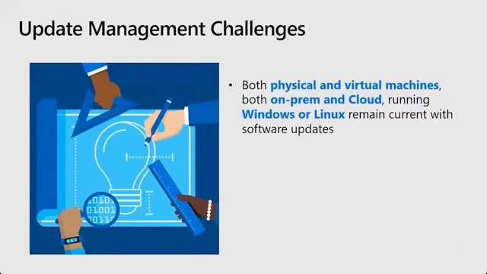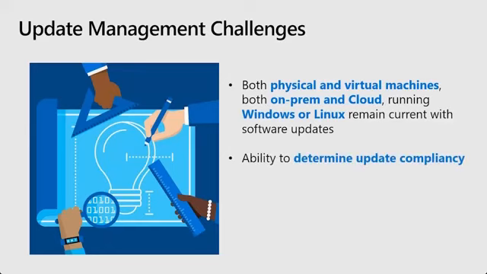Now, let's start with the first challenge we are seeing from Tailwind Traders. One of the largest challenges is update management. So what Tailwind Traders needs to do is they need to actually patch physical and virtual machines running on premises and in the cloud, in Azure, but also other cloud providers. And they're running Windows Server and Linux workloads. And again, they need to make sure that they have the latest patches installed.